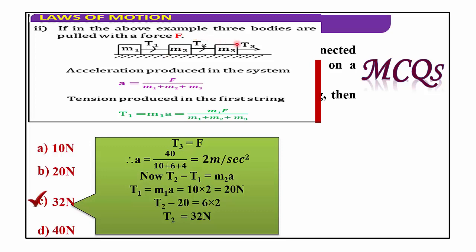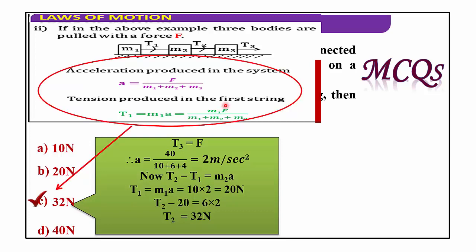In the above example, three bodies are pulled with a force F. Acceleration: T1 equal to M1A. In place of M1, keep as it is M1. In place of A, substitute the value. So when you remember this equation, you will get the answer 32 Newton.